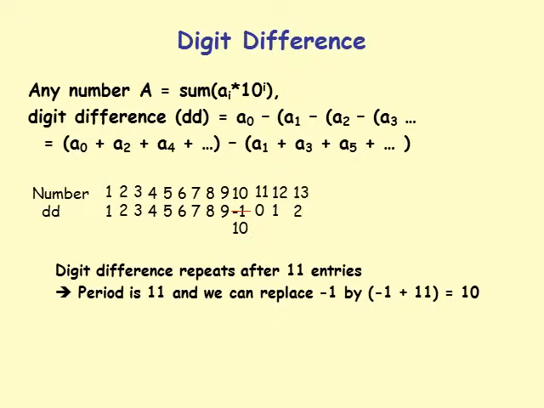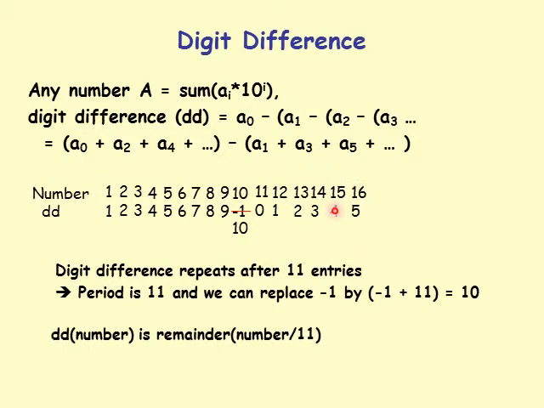Let's continue with 13. Digit difference is 3 minus 1, which is 2. With 14, it's 4 minus 1, which is 3. 15 is 5 minus 1, which is 4. 16 is 6 minus 1, equals 5. And you can verify for yourself that the numbers in the digit difference row are the remainder when the corresponding number in the first row is divided by 11. So the dd of a number is the remainder when the number is divided by 11.